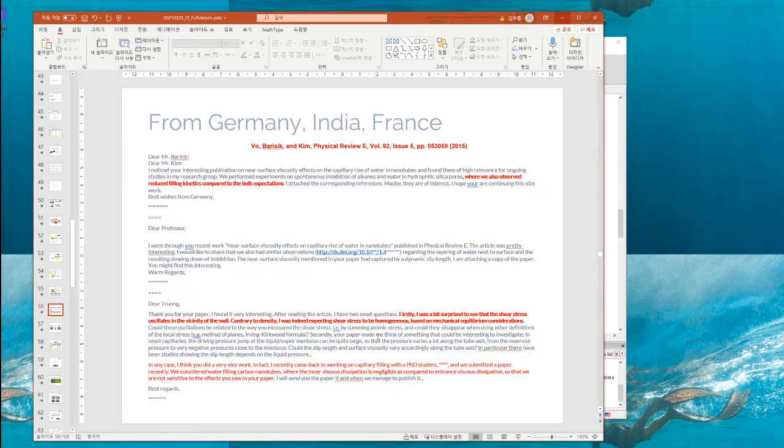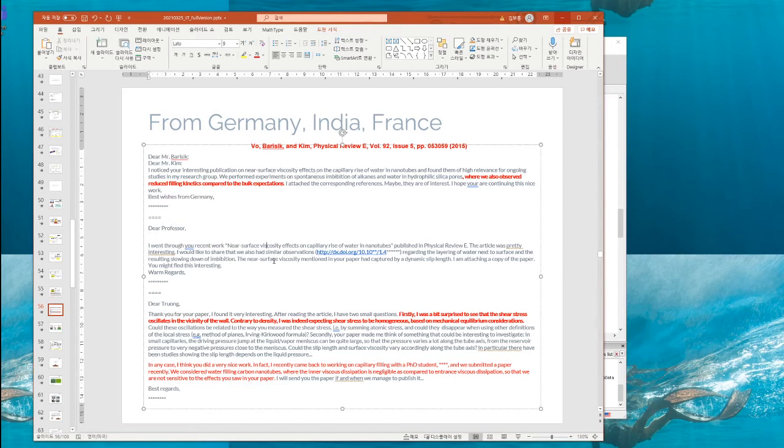I published it in 2015. We got quite a few emails through the corresponding author's email address, which is mine. One is from Germany, and one is from India. Actually, I think this is from Professor Chirodi, saying that they observed a similar thing. And after this email, I got to know many international scholars. I also had a lot of talks with this German scientist who is doing experimental work, saying that they also observed reduced filling kinetics compared to the bulk expectation, and also from France as well.